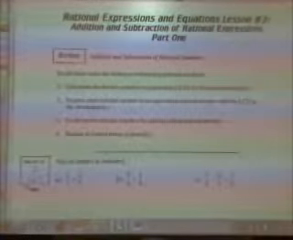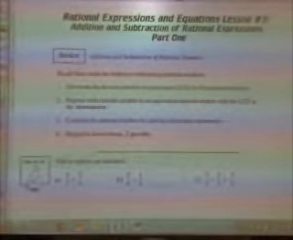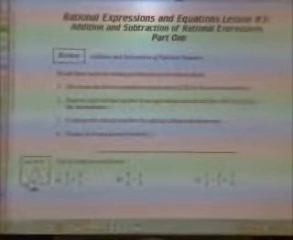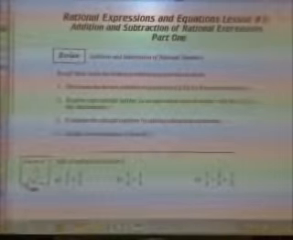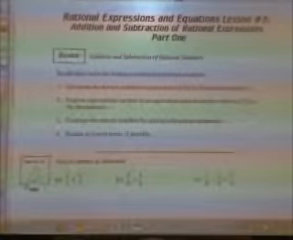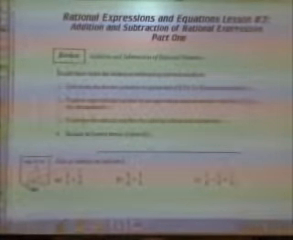Today I want to look at lesson number 3 on rational expressions and equations, which is addition and subtraction of rational expressions. As I talked about last week, rational expressions are like a fraction. If we recall our rules for adding and subtracting rational numbers, we can extend those to rational equations. To add and subtract rational numbers, we have to determine the lowest common denominator between our two.